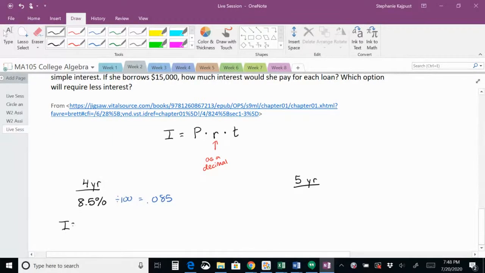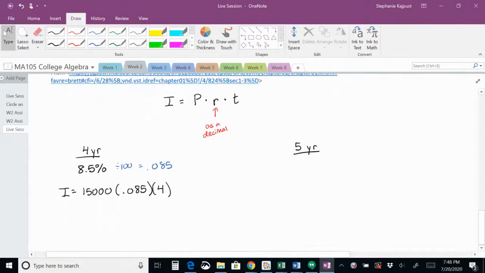So our formula I equals P, P is the principal, that's how much you're investing, or in this case, borrowing. So that's going to be $15,000 times our rate of 0.085. And then this is a 4-year loan, so you're going to be multiplying it by 4. Simple interest always assumes that it's yearly interest. So it's just the number of years.